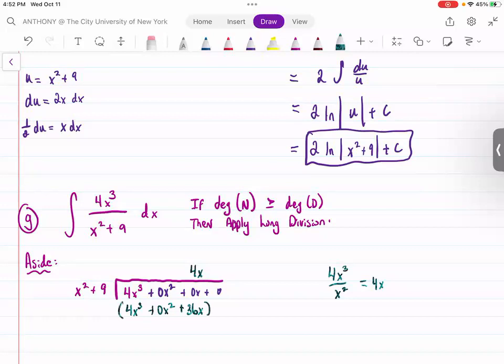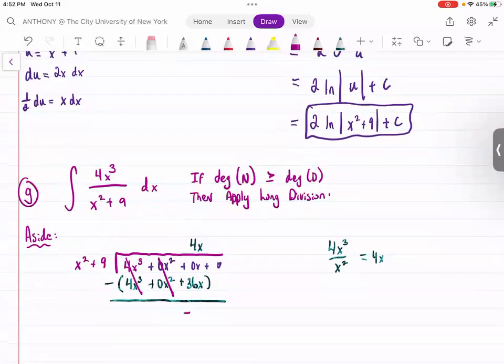All right, now I'm going to do the subtraction. What happens when I take 4x cubed and subtract it from itself? It's 0, it cancels out. If I take 0x squared and subtract it from itself, what happens? It's 0, right? That's also gone. Now 0x minus 36x, you get negative 36x.